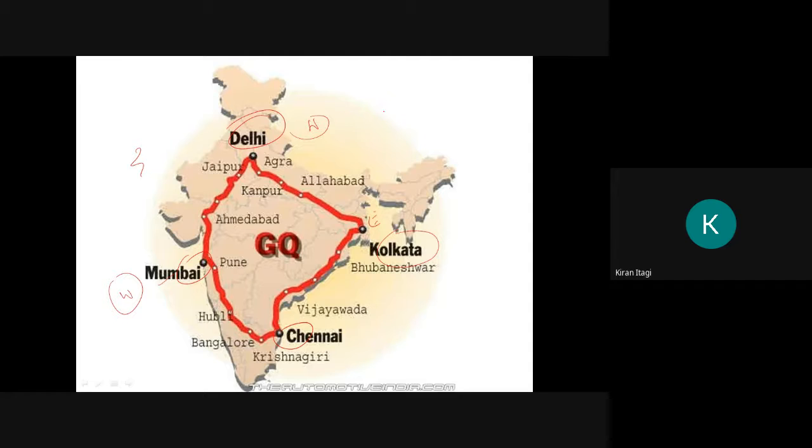Remember this one, most important for your MPSC exams and other SSC exams also. So the Golden Quadrilateral connects the following cities: Delhi, Mumbai, Chennai, and Kolkata. Most important. Along the way, it goes through important cities, such as Ahmedabad, Pune, Bangalore, Vijayawada, Bhubaneswar, Allahabad, Agra, etc. But these are the most important four cities.